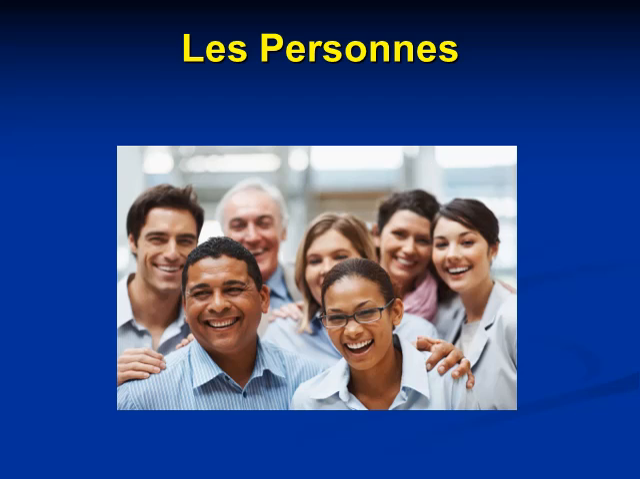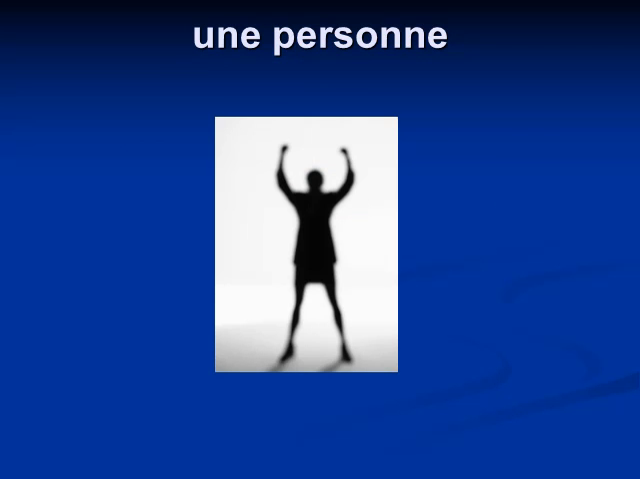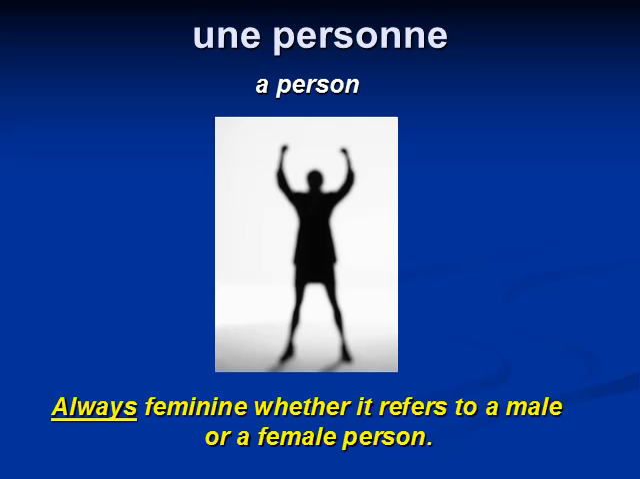All right, so let's talk about different types of people. Les personnes is people. So in the box where it says les personnes, you've got a boy on the left and a girl on the right. Une personne goes on the left-hand side where the blank is, and that means a person. You've also got une personne already in there for the female side. That's because une personne is always feminine, whether it refers to a male or a female.